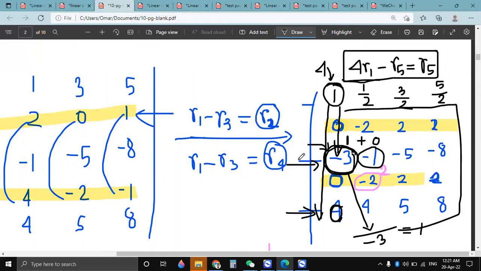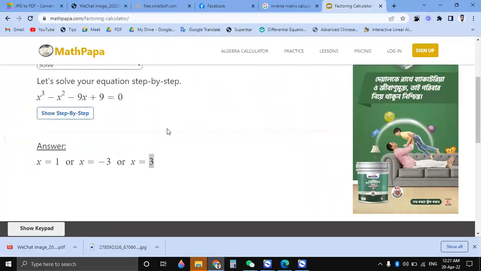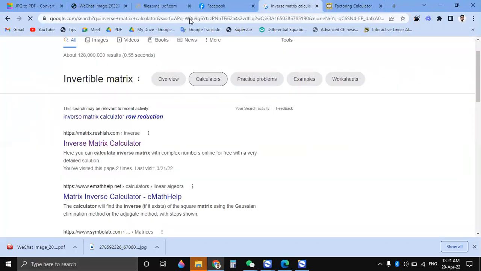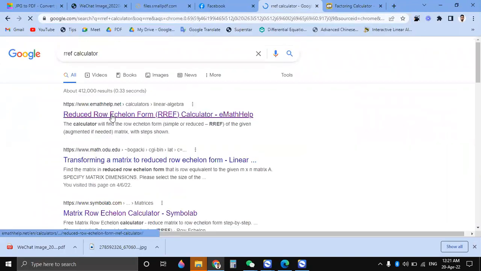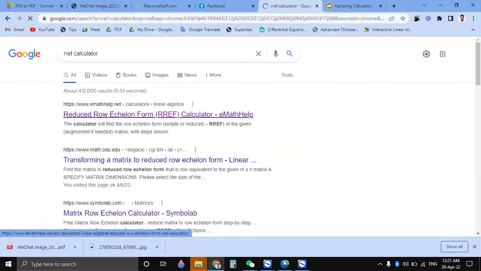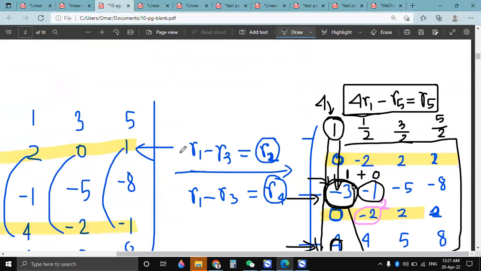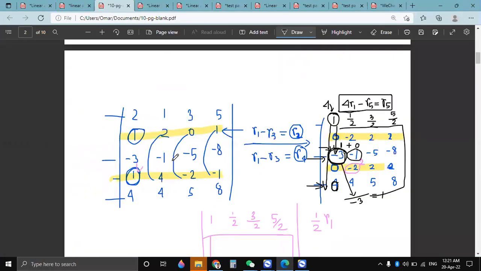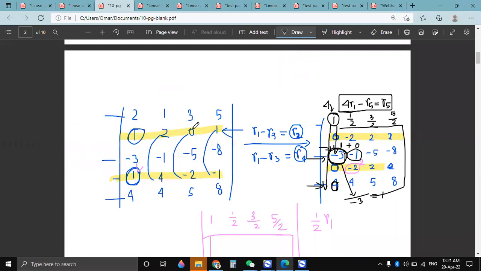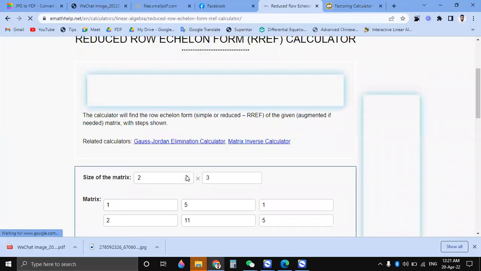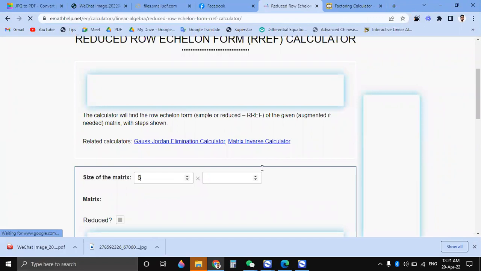So I think that is so difficult. That's why you can just use an online calculator, like an RREF calculator. Okay, I'll show you within a second. So it was like 2 1 2 on 3 5. It was a 5 by 4 matrix. It was a big matrix. 5 by 4 matrix.